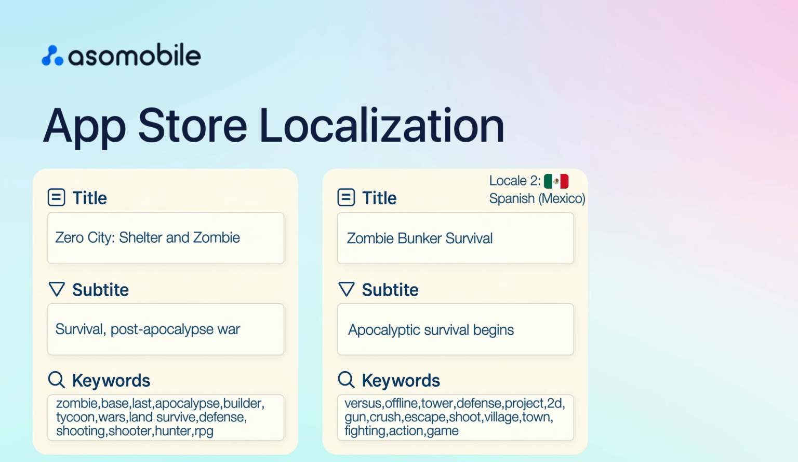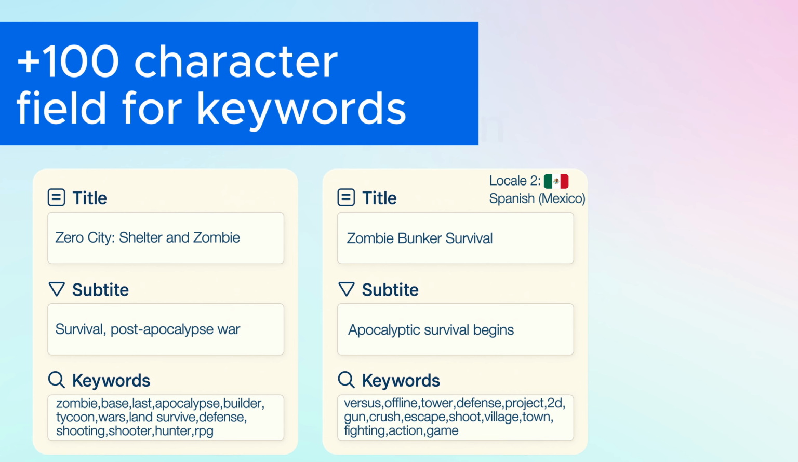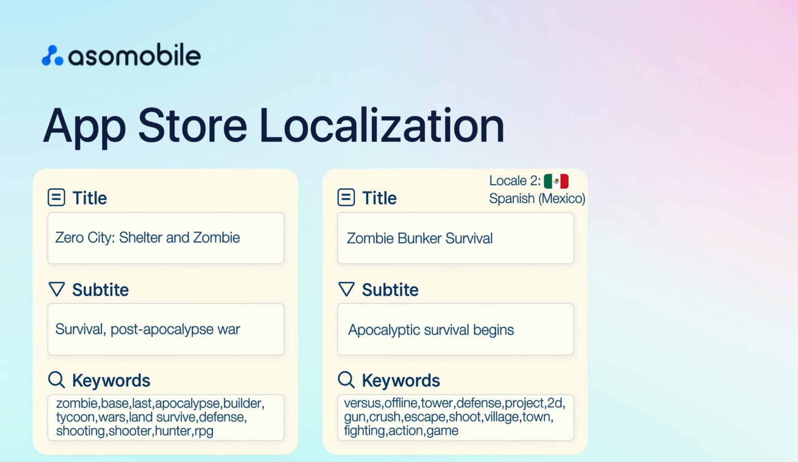These additional keyword fields are indexed separately from the main locale, meaning you get a second 100-character field for keywords. You can add more keywords to these localizations. For example, in the United States, more than 10 localizations are indexed. This way, you can expand the space available for English keywords.